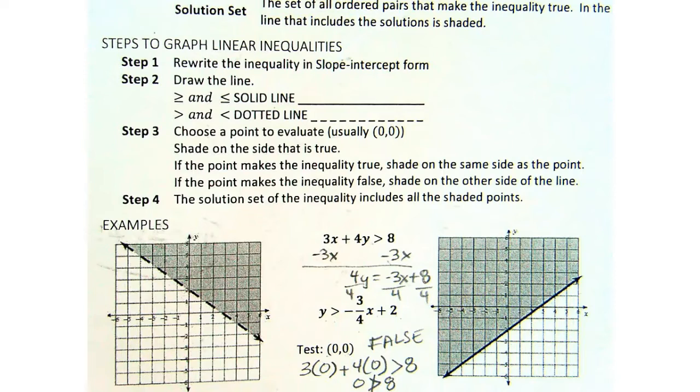Then we choose a point to test. If that point makes the inequality true, we shade on the same side as that point. If that point makes the inequality false, we shade on the other side. The shaded area is the solution set to the inequality. The solution set includes a solid line and does not include a dotted line.